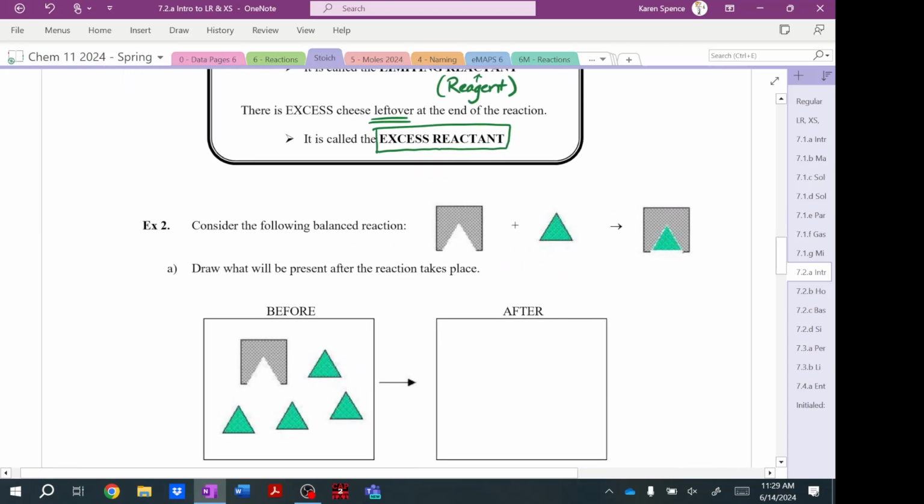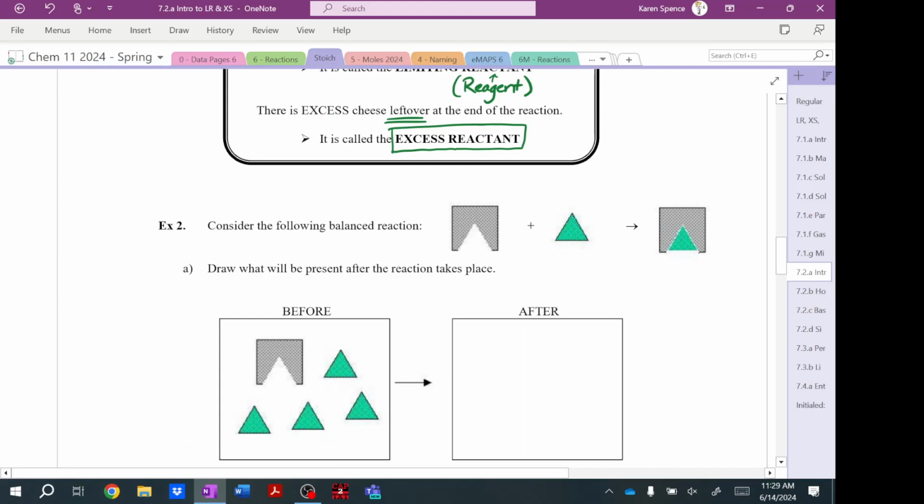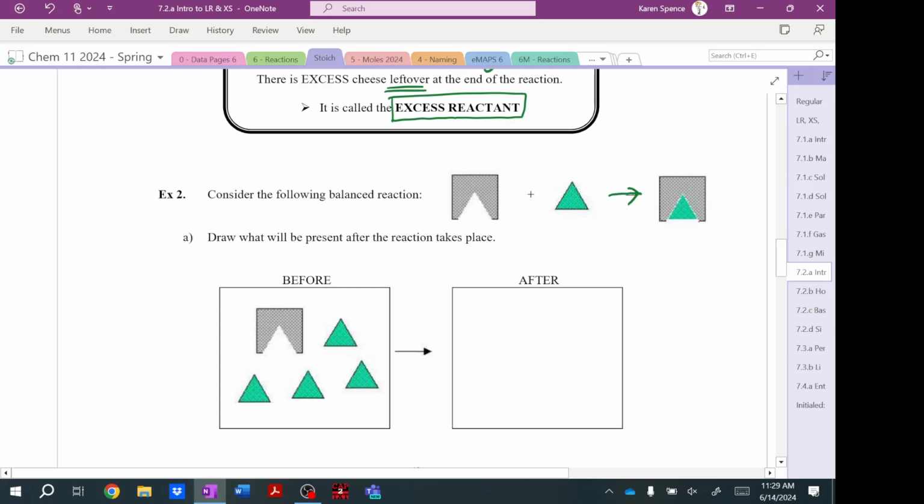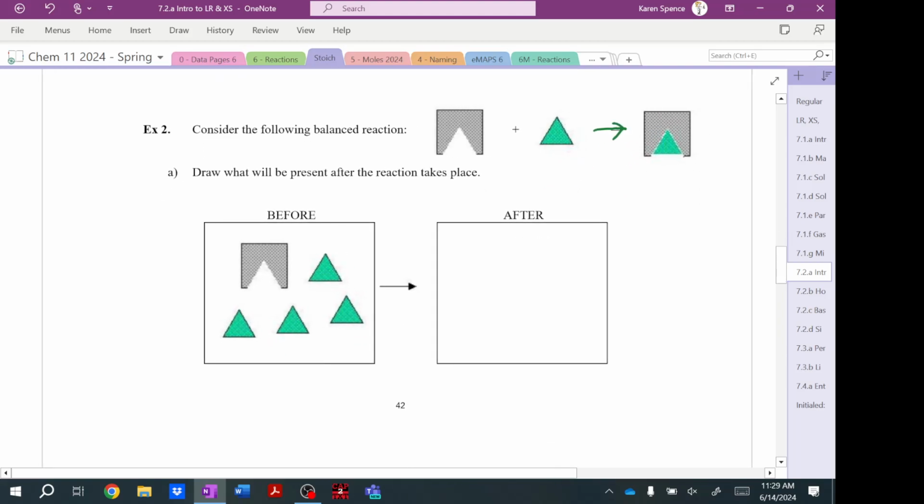Consider this weird little thing here. We've got this sort of square shape and a triangle shape, and they react together to make square triangle. Draw what will be present after the reaction takes place. What will we have? So make a little drawing.